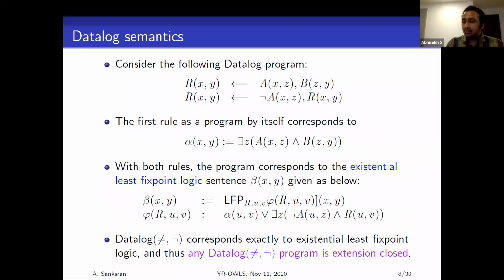Now the semantics of this is very intuitive. So consider the Datalog program which consists of these two rules. The first rule, taken as a program in itself, just corresponds to the sentence which says you take A x z and B z y and you existentially quantify out Z. I forgot to mention that the free variables appearing on the left hand side of any Datalog rule are a subset of the free variables appearing on the right hand side.